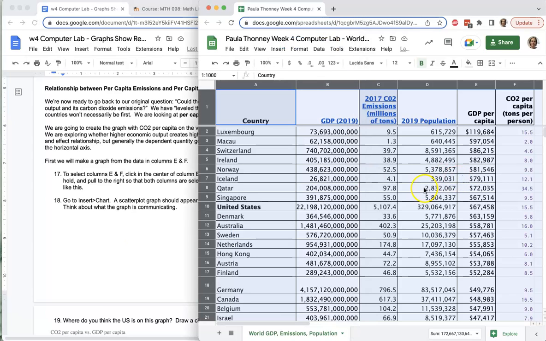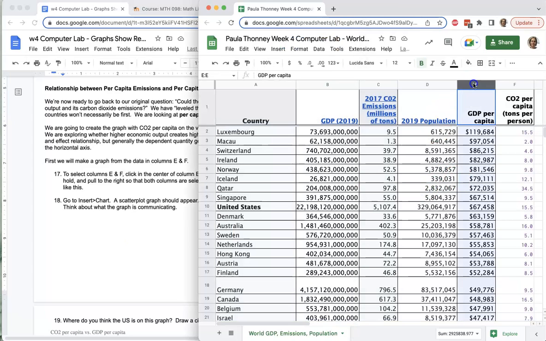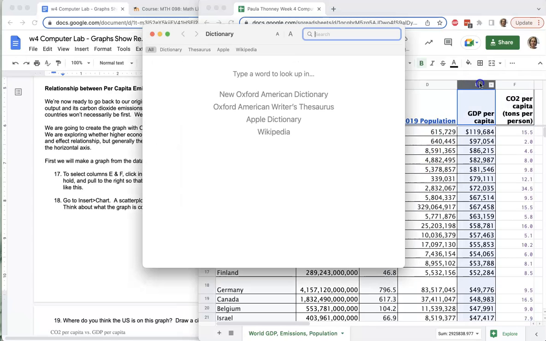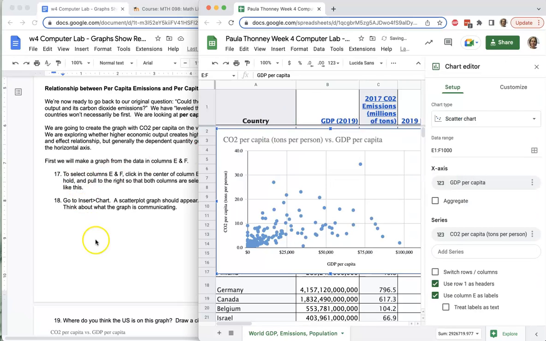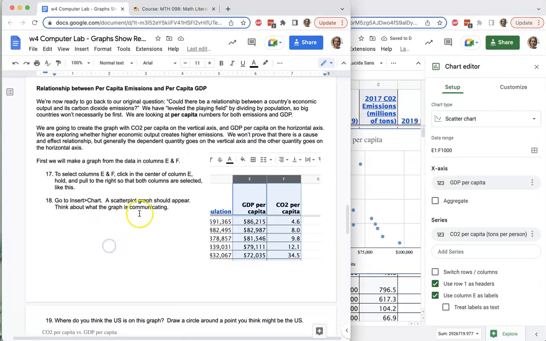So I don't want to have the whole chart selected. I just want to select these 2 columns. So again, I click in the center, hold, click in the center, and then drag over and select E and F. And then go to Insert Chart. So Insert Chart. And a scatter plot should appear.